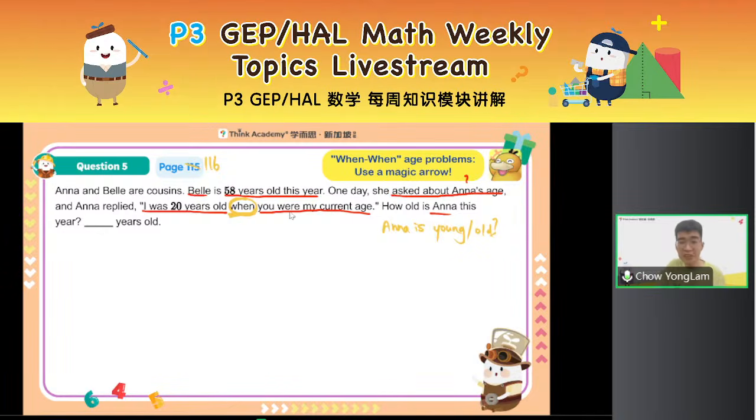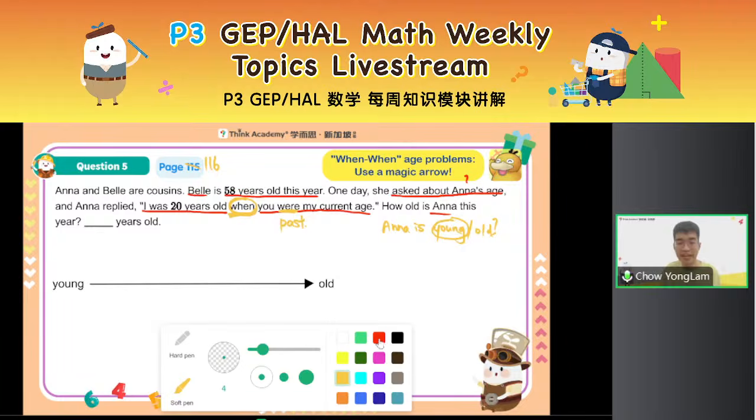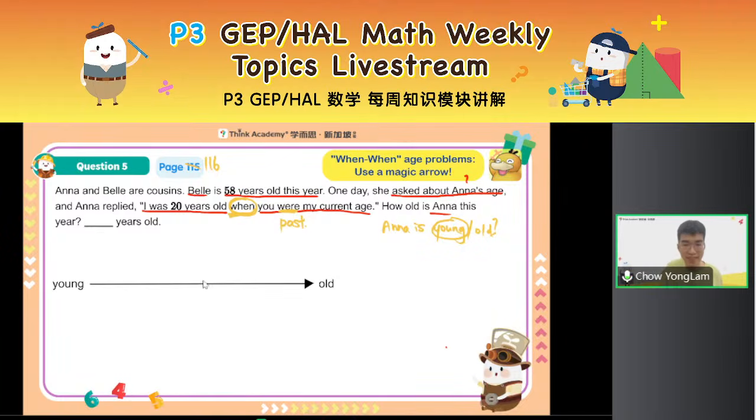Yes. When you were my current age. So this is actually a past tense, right? That means they are traveling back in time. If Belle were Anna's current age, that means Anna should be younger. So Anna is younger. How does that help us to solve this question? Let's draw a magic arrow or a timeline. Then we label their current ages first. Anna is here. You don't know how old Anna is, but you know Belle is here. She's older. She's 58 years old.